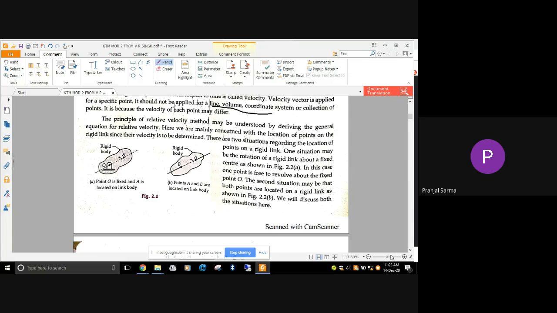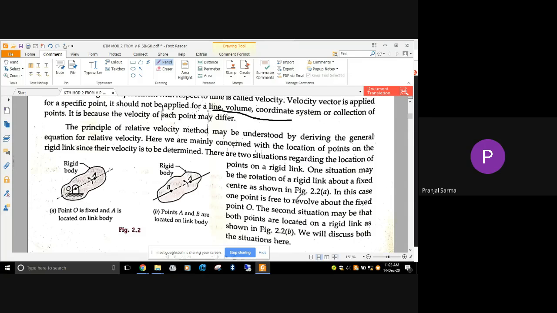We don't know whether it is properly visible for you people or not. I am zooming it.